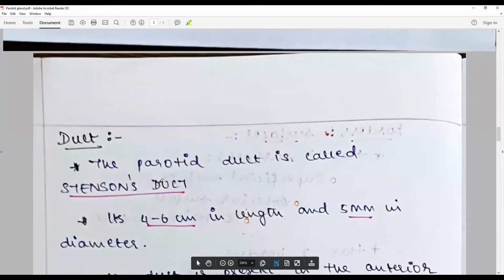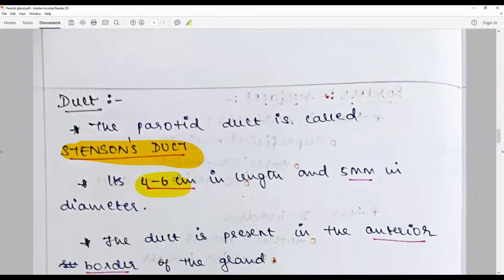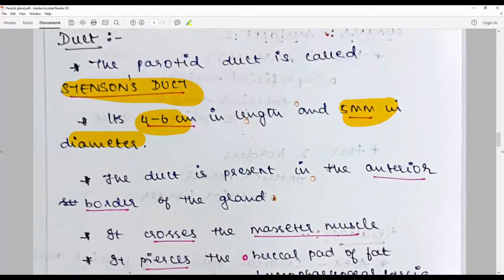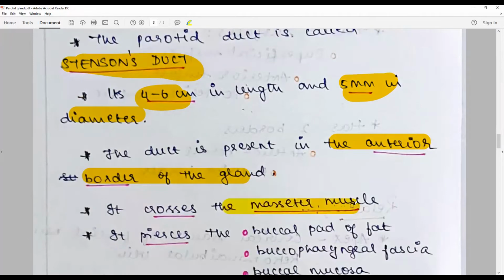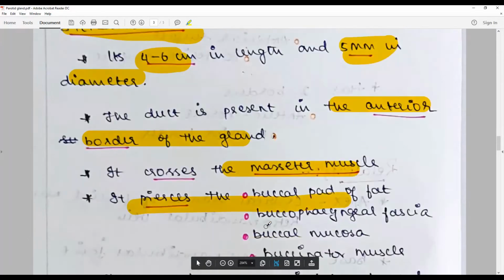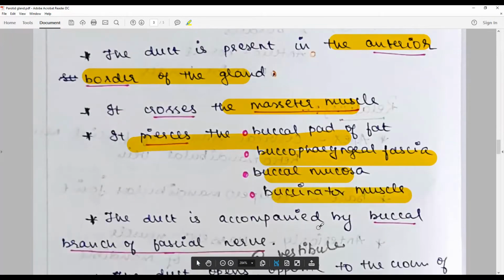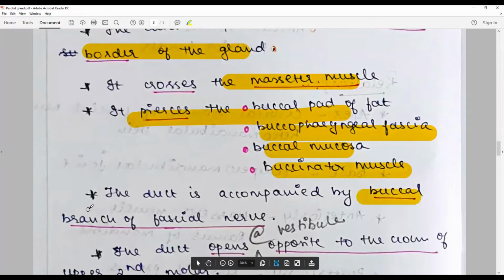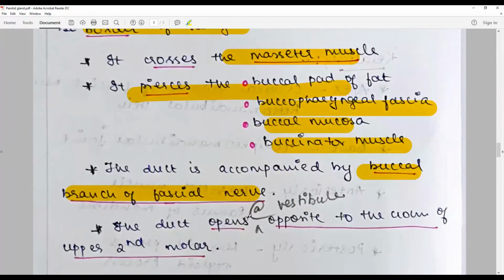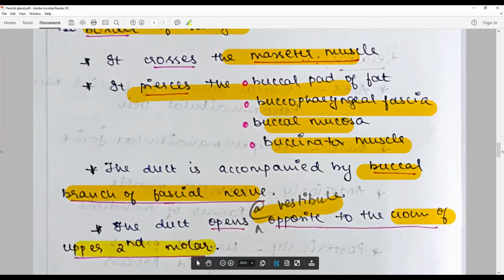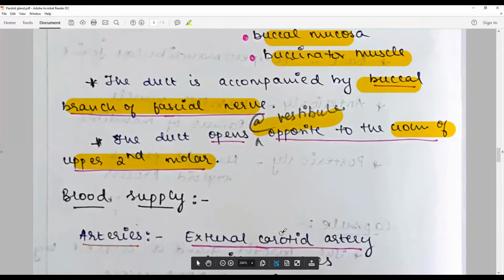The duct of the parotid gland, the major collecting duct, is the Stenson duct, which is about 4 to 6 centimeters in length and 5 millimeters in diameter. The duct passes along the anterior border of the gland, crosses the masseter muscle, pierces the buccal pad of fat, the buccopharyngeal fascia, buccal mucosa, and the buccinator muscle, and accompanies the buccal branch of facial nerve. The duct opens at the vestibule opposite to the crown of the maxillary second molar on either side.